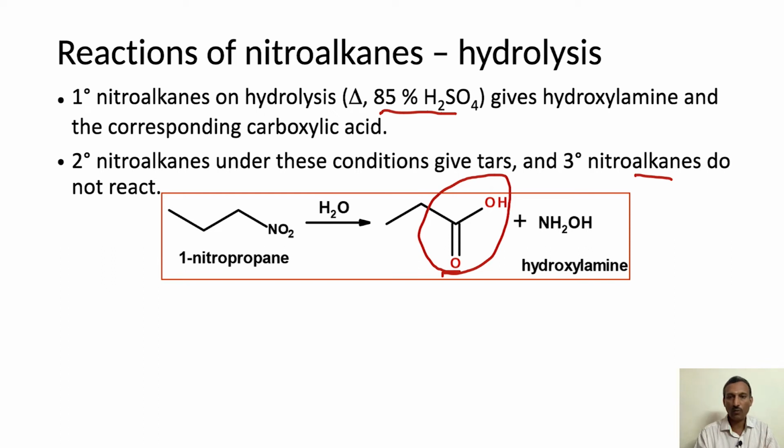Here you have to look at the number of carbon atoms. The starting material has 3 carbons, 1, 2 and 3, and the final product also has 1, 2 and 3 carbon atoms. So we are not losing any carbon; only the nitro group is lost. The nitro group is lost as the hydroxylamine. In the case of secondary nitroalkanes, we don't get this reaction very efficiently, and as mentioned, the tertiary nitroalkanes do not even undergo this particular reaction.